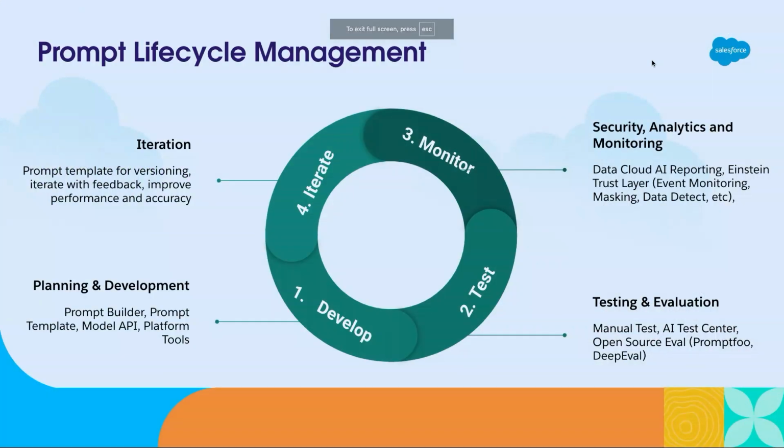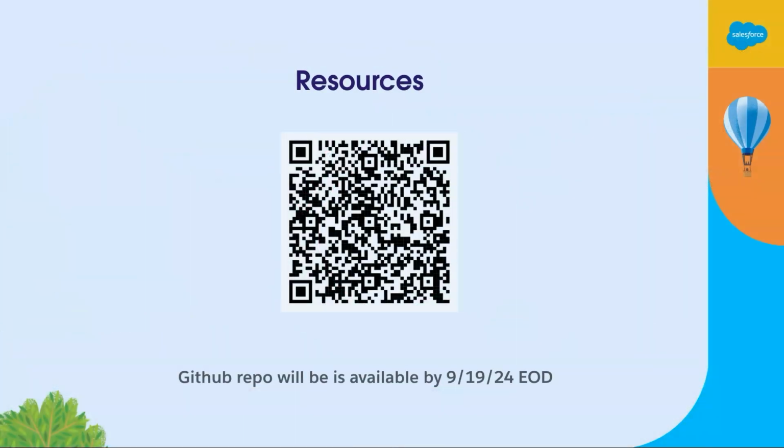So this is my last slide. Prompt engineering, like any other software engineering, requires rigorous development, testing, monitoring, and iteration. So treat prompt engineering as an engineering problem, not simply as a text-writing problem. And you do need a lot of tools. I didn't talk about security or data privacy. There are other good discussions happening. I would request you to check out some of the platform tools like event monitoring, data detect, and data masking, things like that. And with that, this is the resource.